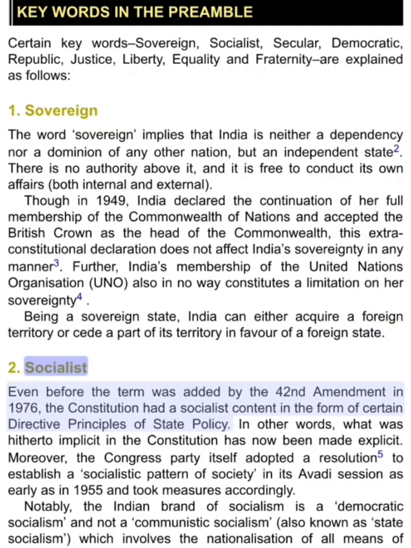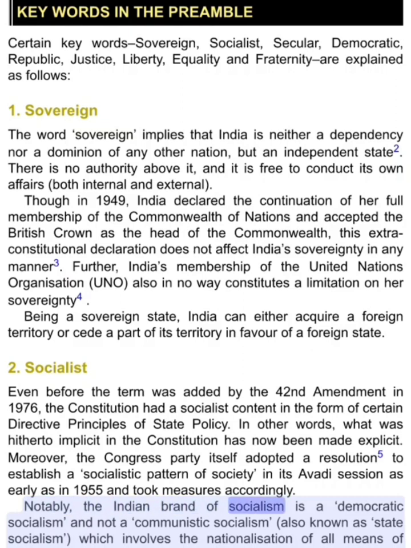2. Socialist. Even before the term was added by the 42nd Amendment in 1976, the Constitution had a socialist content in the form of certain directive principles of state policy. In other words, what was hitherto implicit in the Constitution has now been made explicit. Moreover, the Congress Party itself adopted a Resolution to establish a socialistic pattern of society in its Avadi session as early as in 1955 and took measures accordingly.